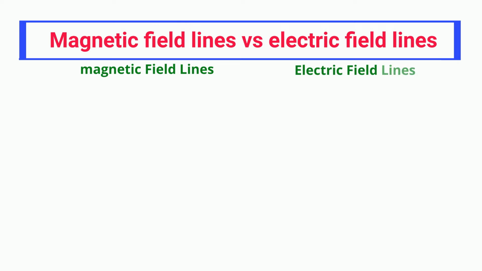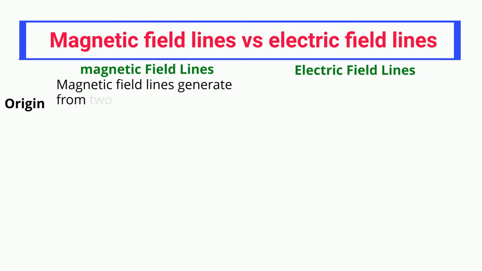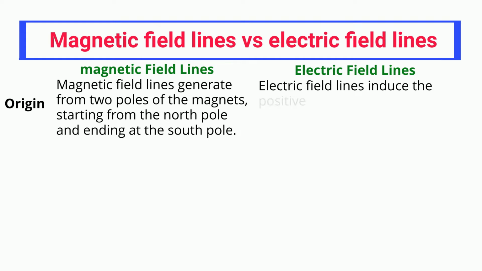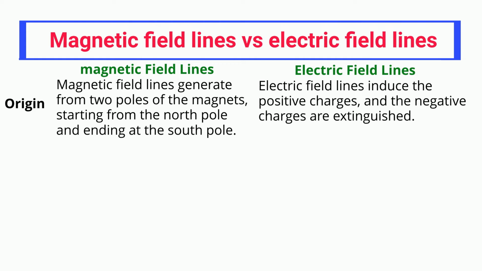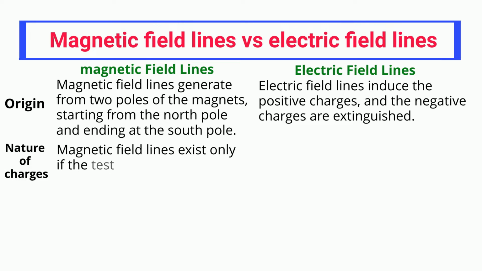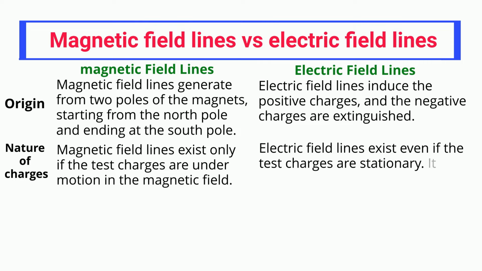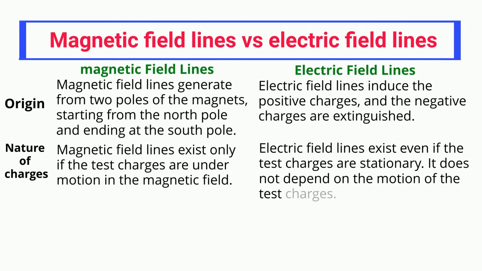Magnetic field lines. Electric field lines. Origin. Magnetic field lines generate from two poles of the magnets, starting from the North Pole and ending at the South Pole. Electric field lines originate from the positive charges, and they end at the negative charges. Nature of charges. Magnetic field lines exist only if the test charges are in motion in the magnetic field. Electric field lines exist even if the test charges are stationary. They do not depend on the motion of the test charges.